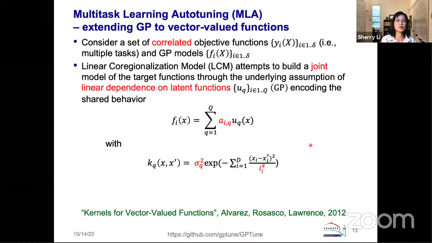So it attempts to build a joint model of the target functions through the underlying assumption of linear dependence on latent functions. So underneath, there are several latent functions. Each of these latent functions we also model using a single GP. And this linear combination of these latent functions should describe the shared behavior of these multiple tasks. So each of these Fi is a linear combination of this. And this Q, how many do you want to use? Usually small is good enough, but you never use more than the number of tasks you are considering. And then for each of these latent functions, we also have the kernel function, the correlation, to describe this, and then each of the individual hyperparameters here.